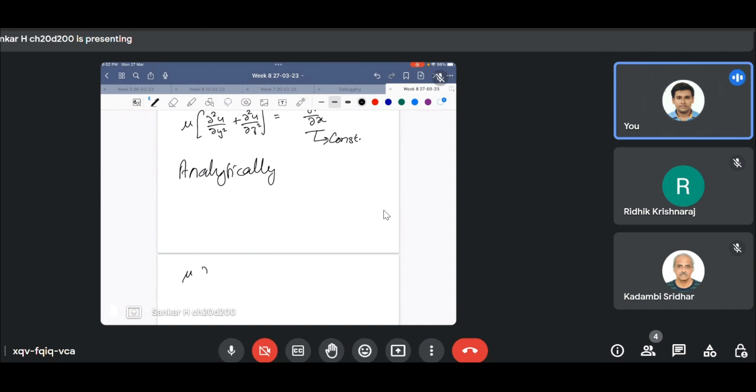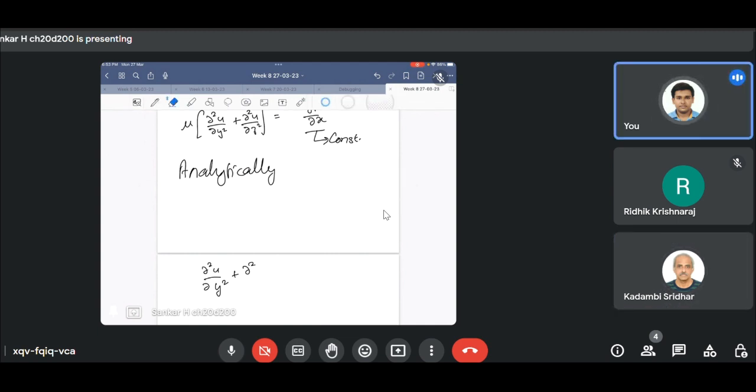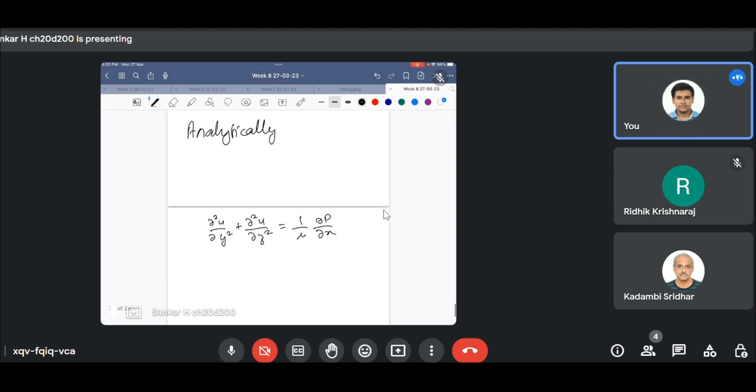So mu dou square u by dou y square. We can take mu to the right side also, and so the whole thing becomes constant. Yes, we can do it like that as per your convenience. We can also take 1 by mu dou p by dou x, so that the entire RHS becomes constant. Now, how do we solve this analytically?